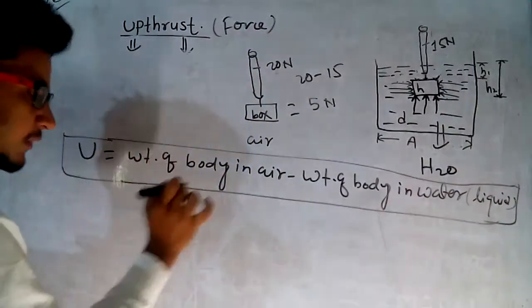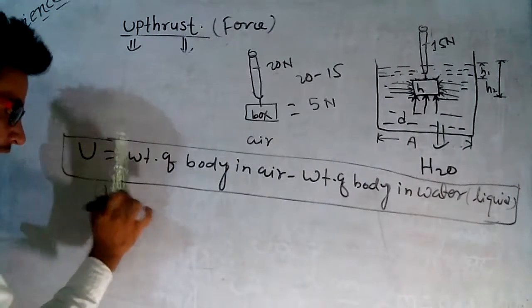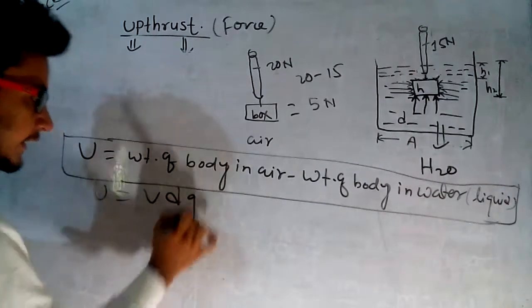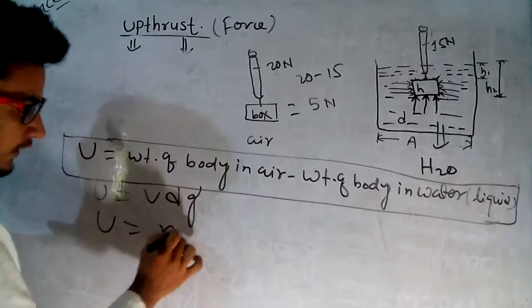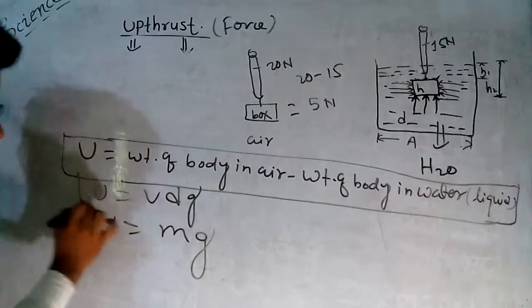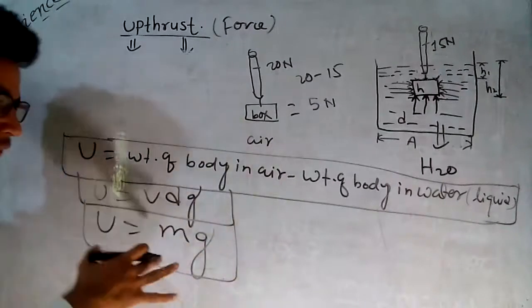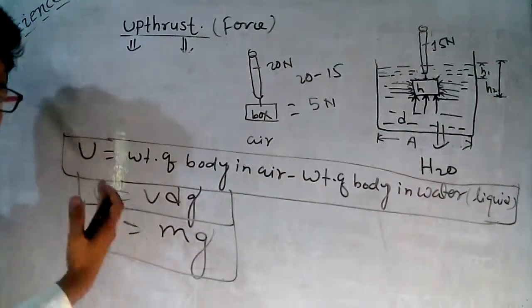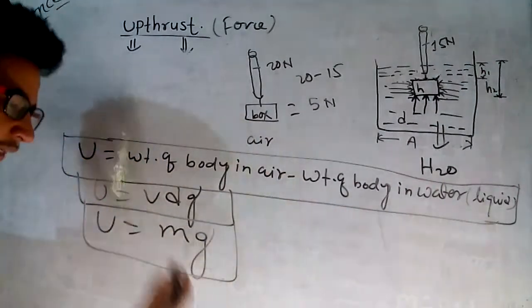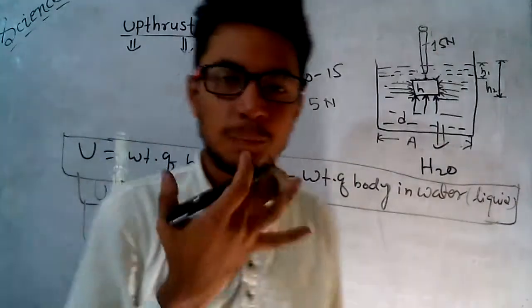So how many formulas? Totally three: V dg, mg, and weight in air minus weight in water. If you remember these formulas, then you will solve numerical as well as theoretical problems. These three formulas of upthrust are equally important. So guys, this is all about upthrust.